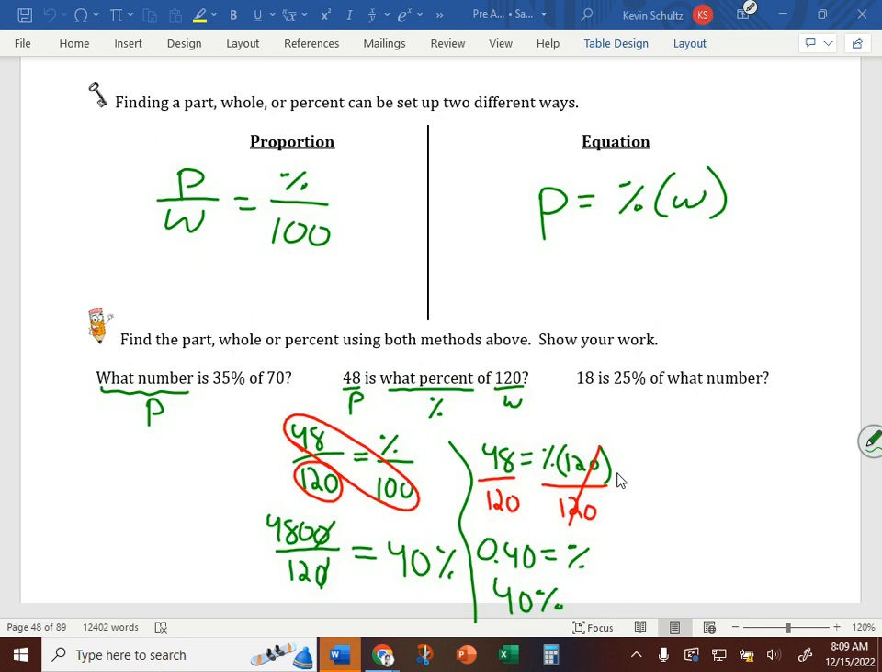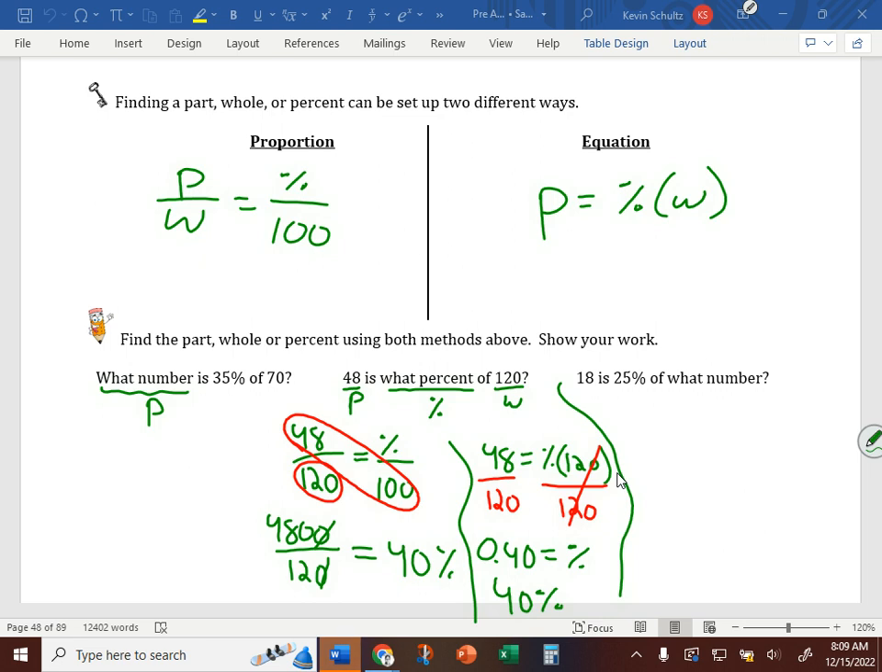Right now, just by a quick show of hands, who prefers the proportion method? Who prefers the equation method? Some of you are still afraid to raise your hand. Okay, that's all right.